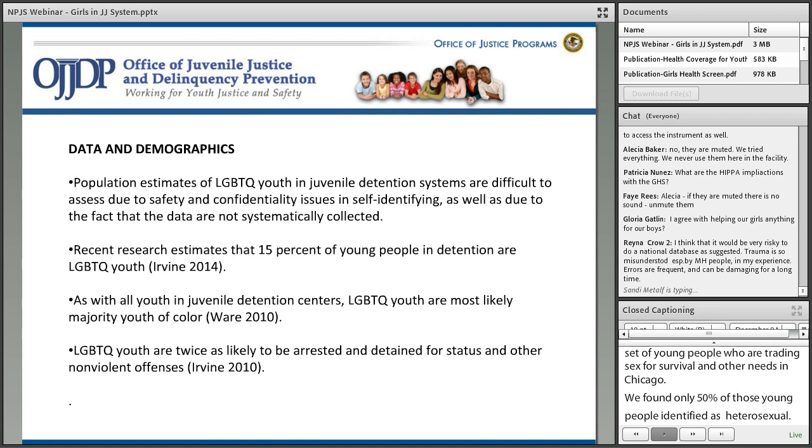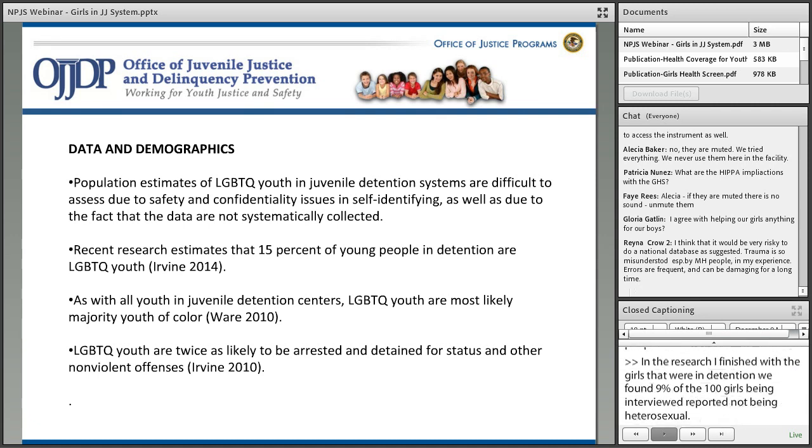So we have a considerable population, and we often hear, oh, we don't have any of those here, or none of our kids are like that. So if you're working with 300 children and young people and nobody has come forward, then it's possible that they don't feel safe disclosing, which, rightly so.